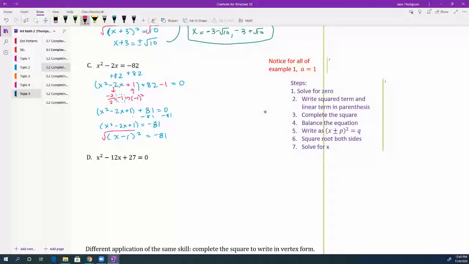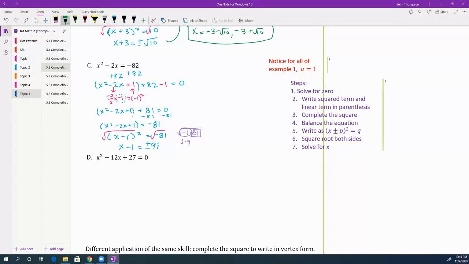Then to solve, I take the square root of the left side and the square root of the right side. The square root of x minus 1 squared is x minus 1. And the square root of negative 81, I get plus or minus, oh, a square root of a negative. So we've just recently been practicing with this. The square root of negative 81, remember, is equal to the square root of negative 1 times 81. The square root of negative 1 is i, and the square root of 81 is 9. So this is going to give me plus or minus 9i.